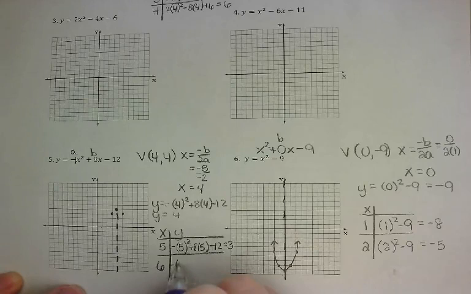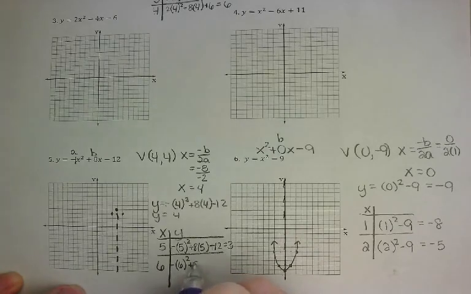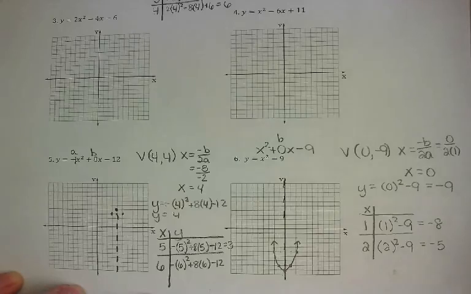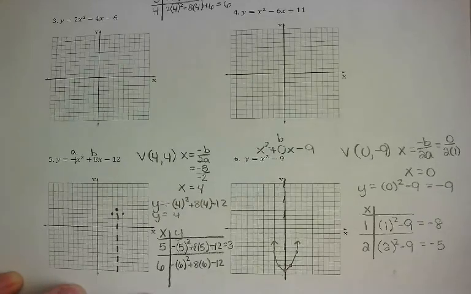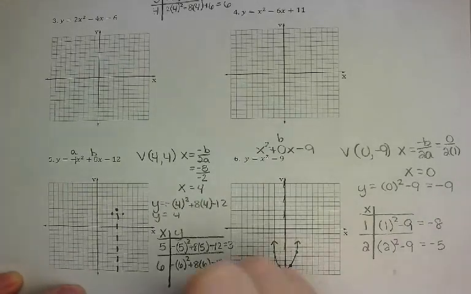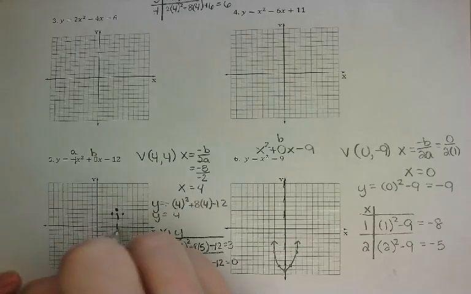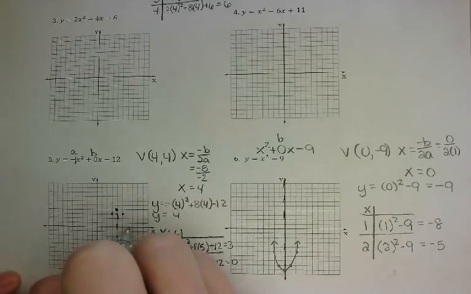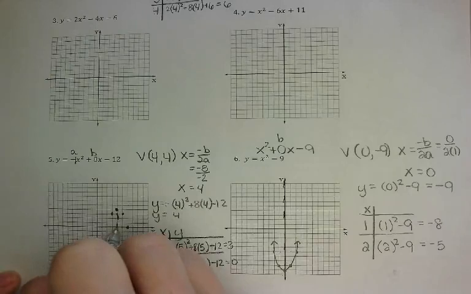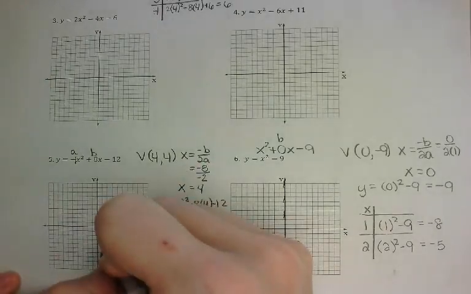I'm going to plug in a 6. 36, that's negative 36 plus 48. Okay, so that gives us 12, and 12 minus 12 is 0. So at 6, we're at 0, which is 2 units away, so we're going to reflect 2 units away and graph our parabola.